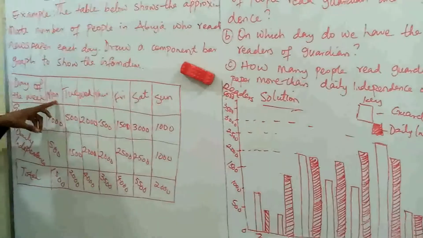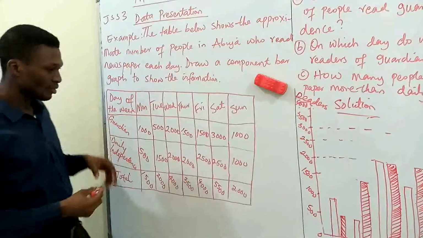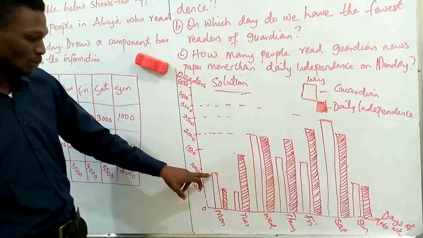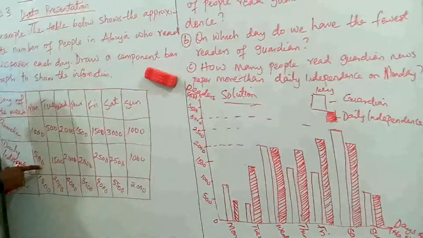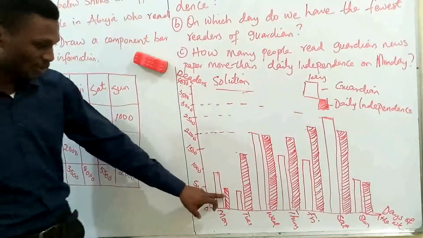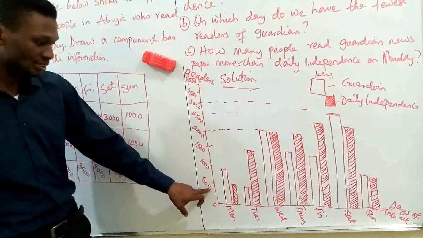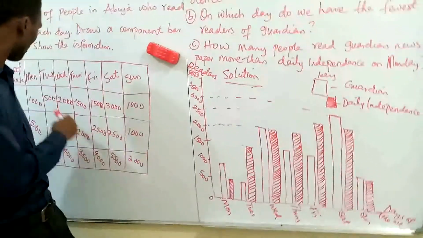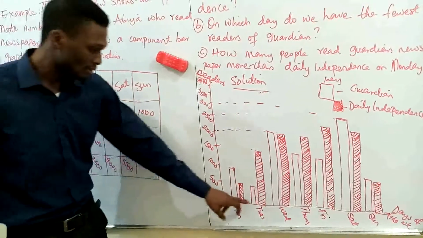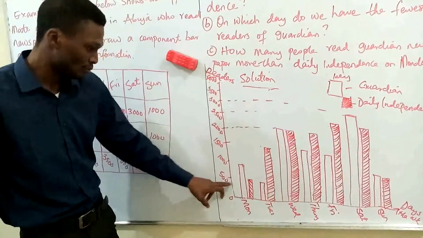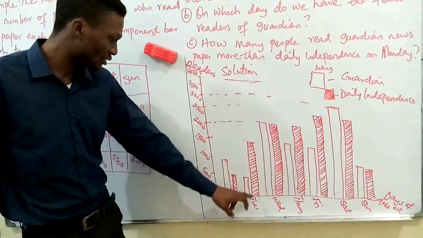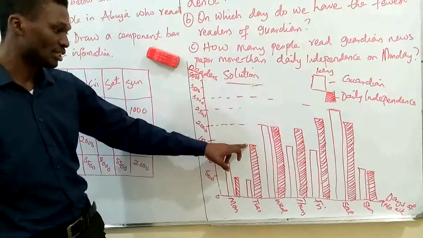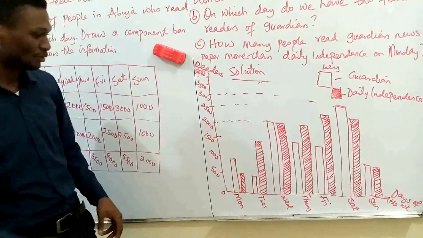Now let's go over it again. On Monday we have 1,000 readers of Guardian. So we go to Monday, it falls under 1,000 for Guardian. Guardian is unshaded. We have 500 Daily Independence readers, so we have our shaded bar for 500 Daily Independence. On Tuesday we have 500 Guardian readers, so we have our unshaded bar here to 500. And we have 1,500 Daily Independence readers. So you see our shaded bar at 1,500.